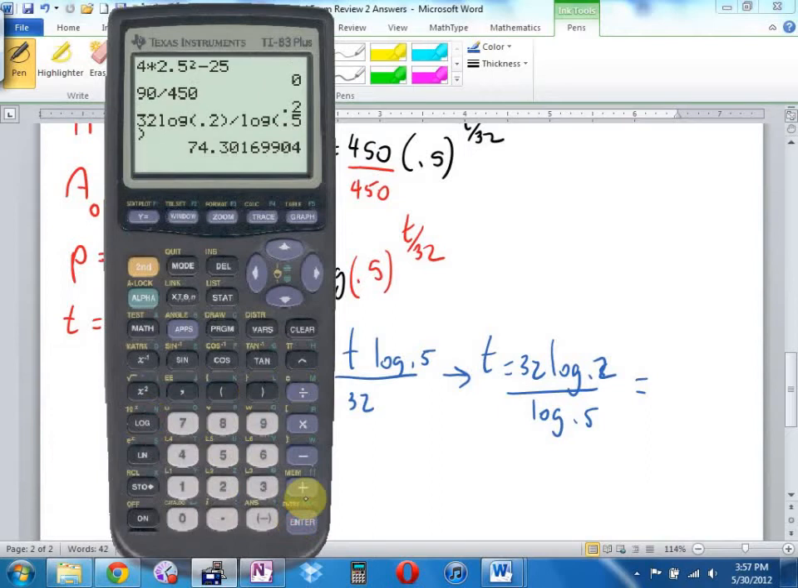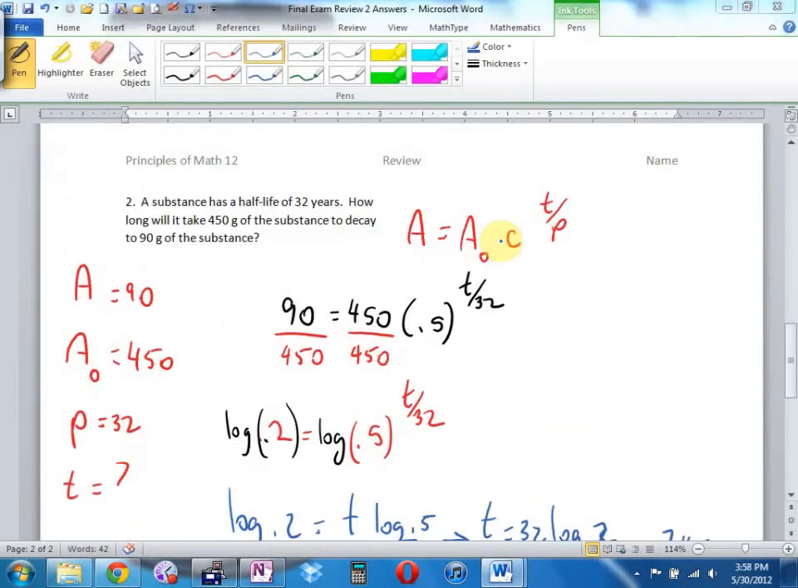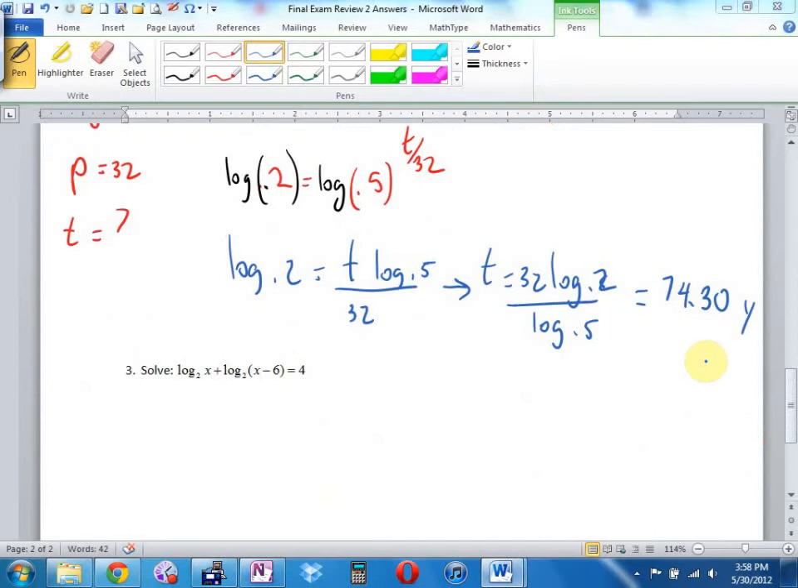74.3 years. Years? Days? I'll check. 74.3. Did I say how many decimal places to go to? I didn't. Usually go to 2 decimal places. It's in years, because it said a half-life was 32 years. 74.30 years.